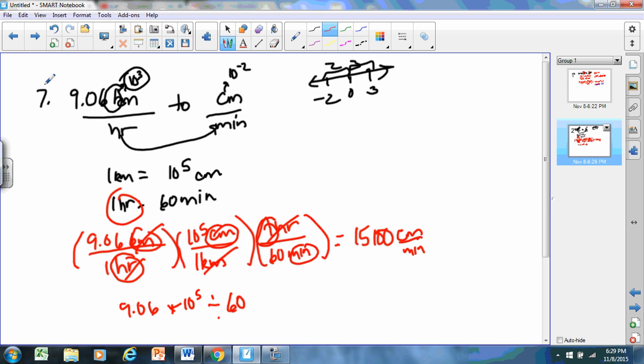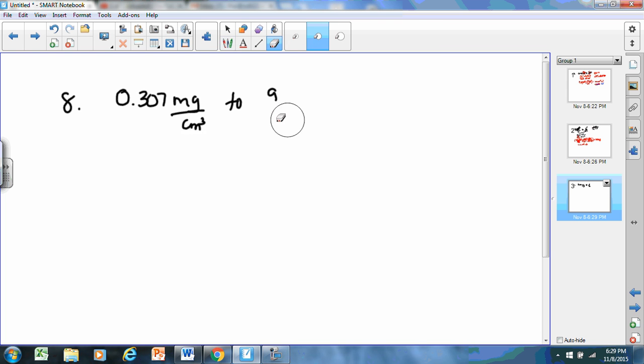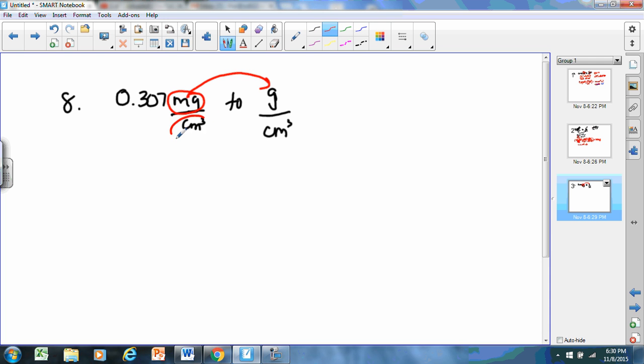Okay, next problem in level 2 is 8. This one really bugs the kids, and it kind of cracks me up every year, so I just want to talk about it slowly. I want you to convert 0.307 milligrams per cubic centimeter to grams per cubic centimeter, and this is the thing that I think is funny, that it bothers them, which is why I actually put it on the worksheet. There's no law that says you have to change the top and the bottom. If you look at this problem carefully, we want to change the numerator from milligrams to grams, but we don't want to change the bottom. That's okay. You don't have to change them both.